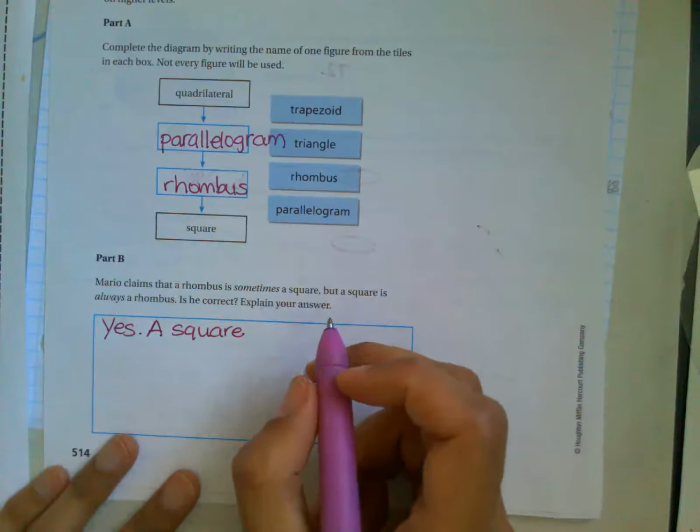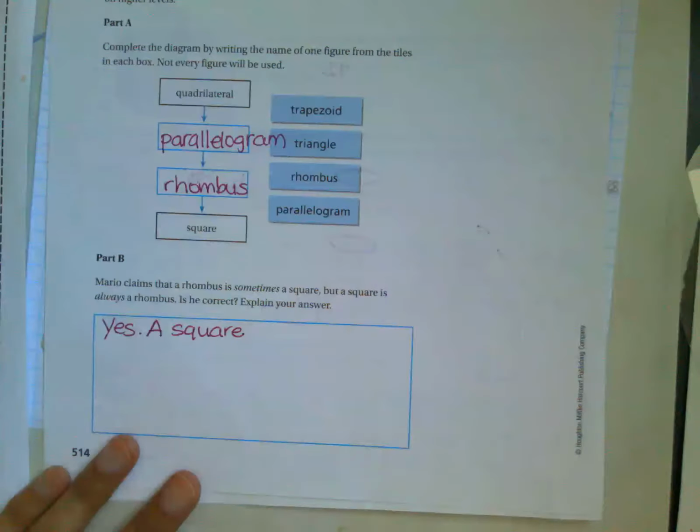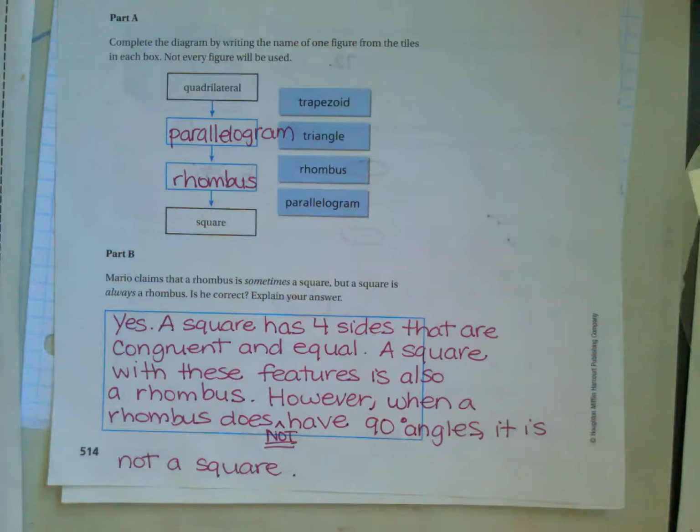So we're going to say a square has four sides that are congruent and equal. So here's our explanation. Yes, a square has four sides that are congruent and equal. A square with these features is also a rhombus. However, when a rhombus does not have 90-degree angles, it is not a square. So it has to have those 90-degree angles because that's like the principle of the rectangle. All right, so that was number 11.